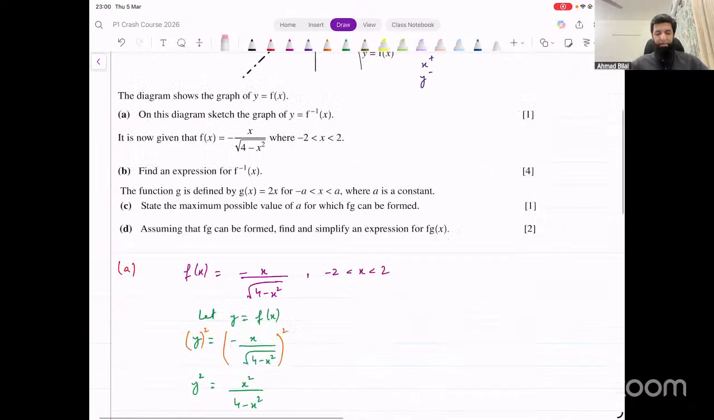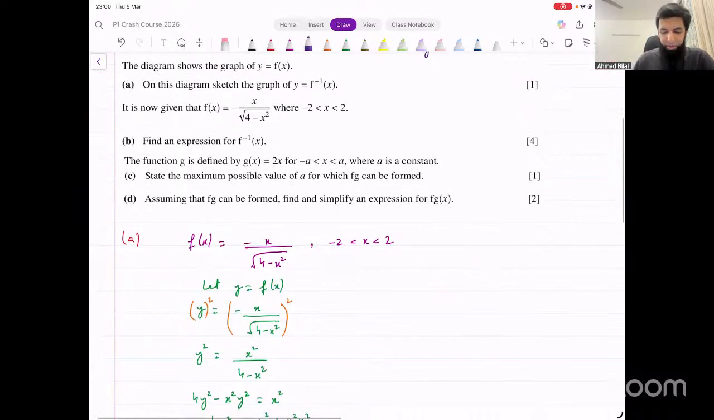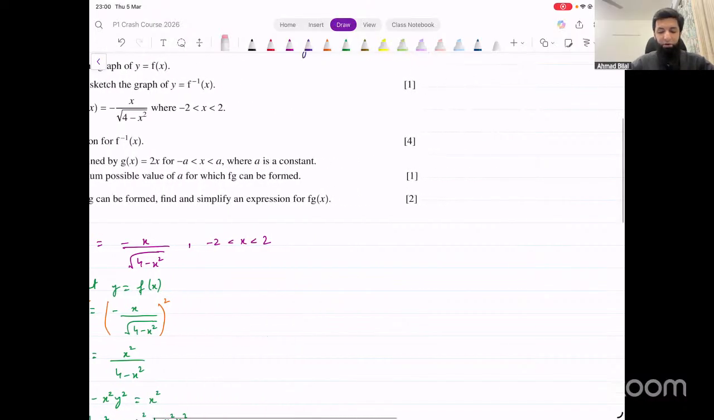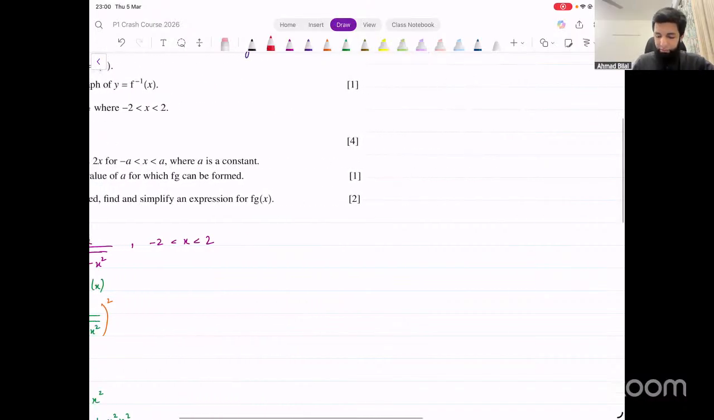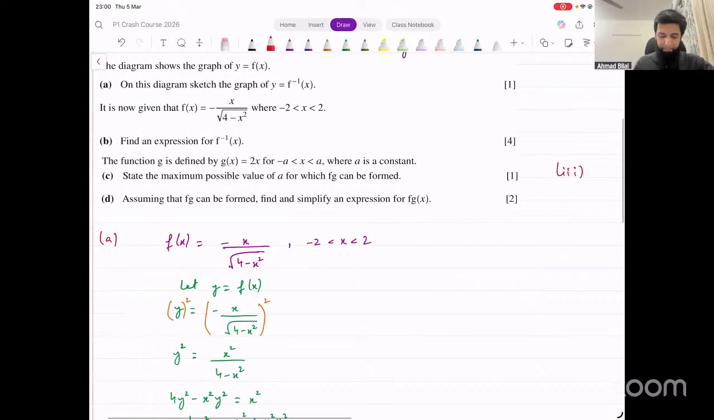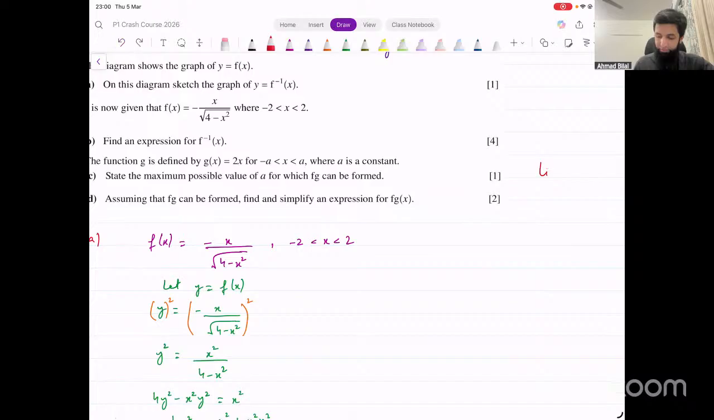Now it says the function g is defined by g of x equal to 2x, where x is between negative a and a, where a is a constant. State the maximum possible value of a for which fg can be formed. We have talked about this in the previous question as well. The condition for a composite function being formed, I'll do this on the right side, so we have that in front. Part C, in fact.